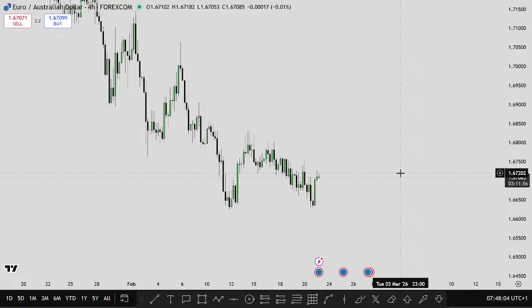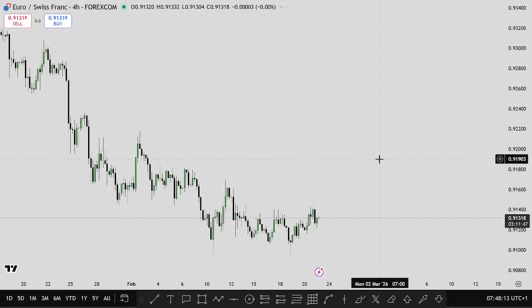Maybe by Wednesday, when we come back for the second session, liquidity might have been swept and all that, but for now I'm going to leave this alone.